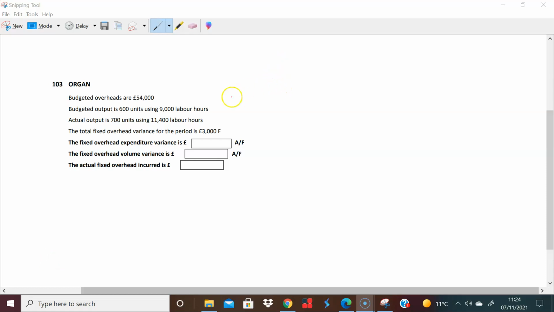Okay, let's look at organ. So we have a situation here where we know what our budgeted overheads are, 54,000, and we know what our budgeted output is, 600 units. So that's 54,000 over 600 units, and I know that I'm putting in 90 pounds for every unit. Every unit that goes in, I'm going to put in 90 pounds. What actually happens? You actually make 700 units.